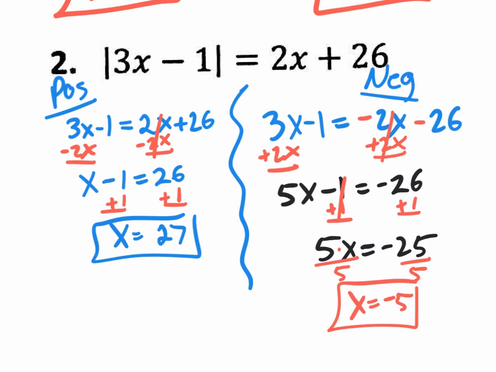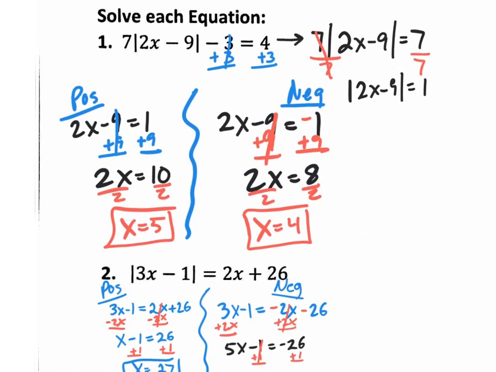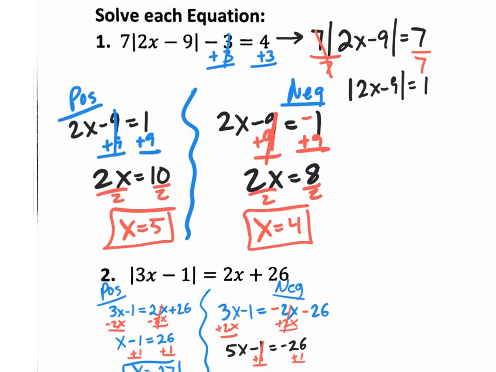There is one thing we must do. We must plug in our answers to verify that they work. I guess I forgot to do that up here. So you must take a second or two, take the 5, plug it in. 2 times 5 is 10, minus 9 is 1, 7 times 1 is 7, 7 minus 3 really is 4. This one works. Plug in 4, 2 times 4 is 8, 8 minus 9 is negative 1, but the absolute value of negative 1 is positive 1, so you end up with the same answer. Both of these up here work.